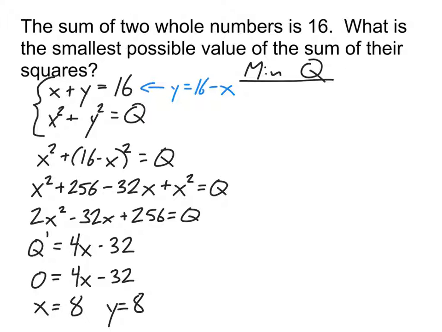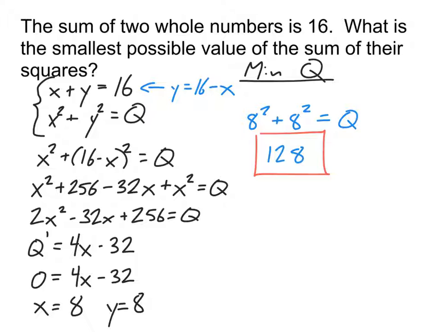Does that answer my question? It's asking what is the smallest possible value of the sum of their squares, so no, we're not done yet. It's actually asking then what is the smallest value that we get for q, basically. Okay, so I need to actually plug those back in, so I'm going to do 8 squared plus 8 squared equals the sum of their squares. And so that's going to be 64 plus 64, which is 128. That is the smallest possible sum of their squares.